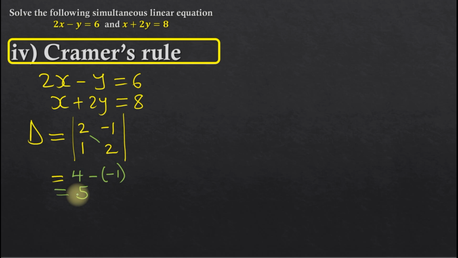Then the other thing we also need to get is the determinant of x, dx. How do we get dx? I'll take the constant matrix 6, 8 in place of the x column, followed by the coefficient of y: minus 1 and 2, and 2.